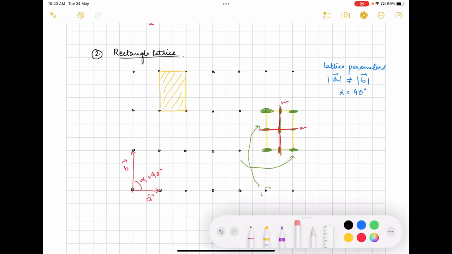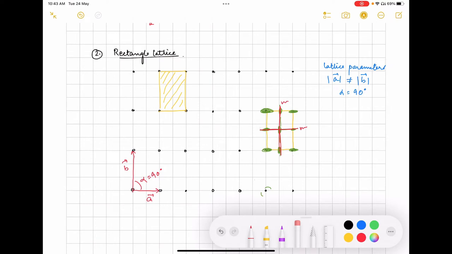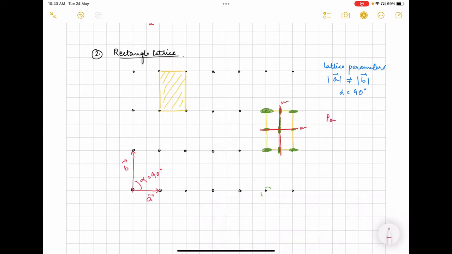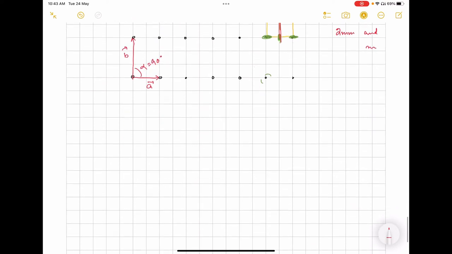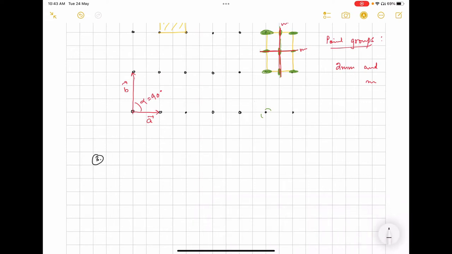So the point groups corresponding to this will be, since it is a two-fold rotation and two mirrors, 2mm and simply m. Okay. Now let us move to the next lattice, that is the centered rectangle lattice.